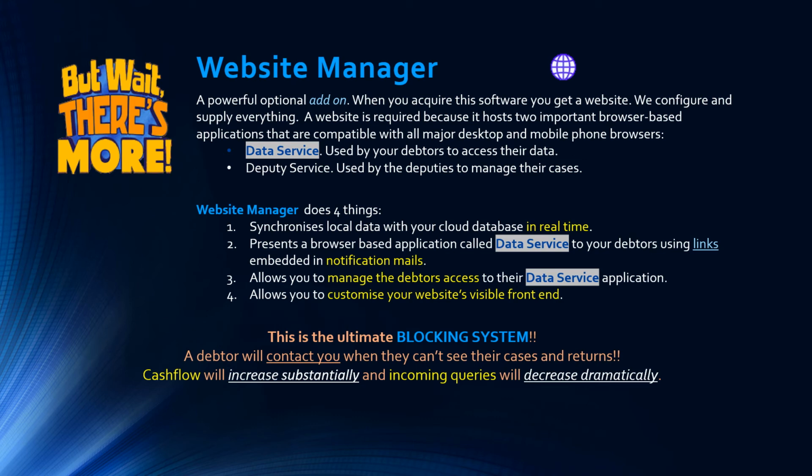The Sheriff Website Manager's basic functions are to synchronize local data with a cloud database in real time, and, using links embedded in email notifications, present the Data Service application to your debtors. There is no doubt that this is the ultimate blocking system. Why? Because a debtor will contact you when they can't see their returns, and you control that. This will result in a substantial increase in cash flow, and incoming queries will decrease dramatically. Ray will show you how the debtors get to use the Data Service application and what Data Service looks like.